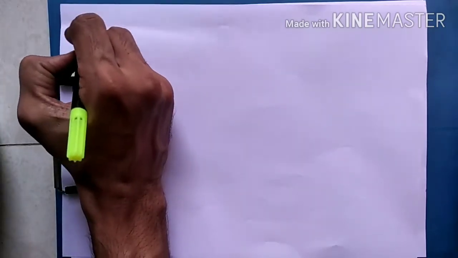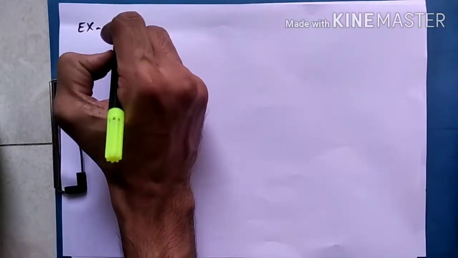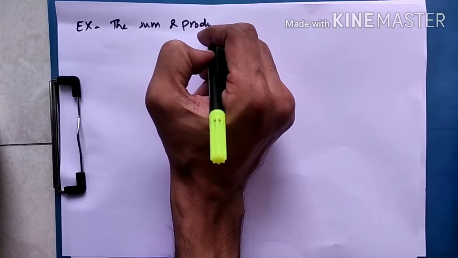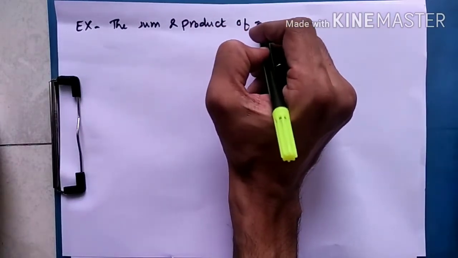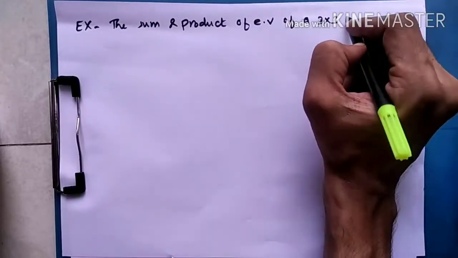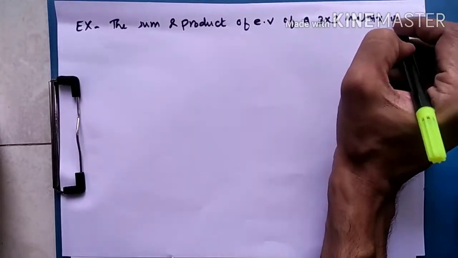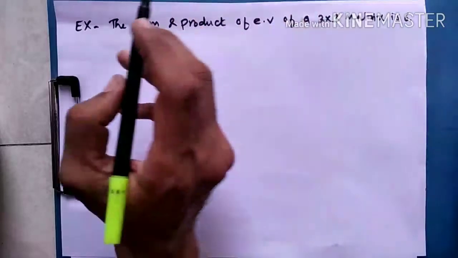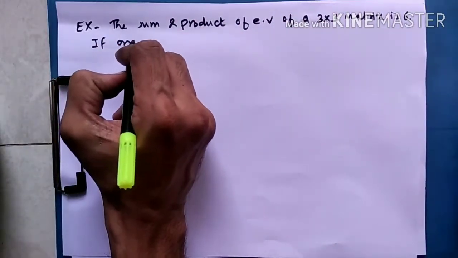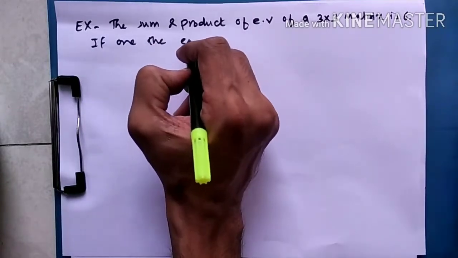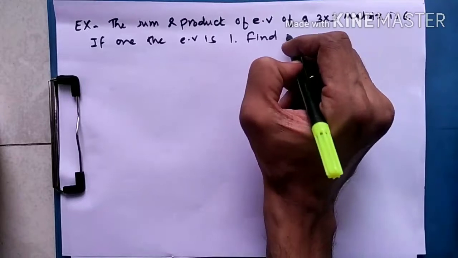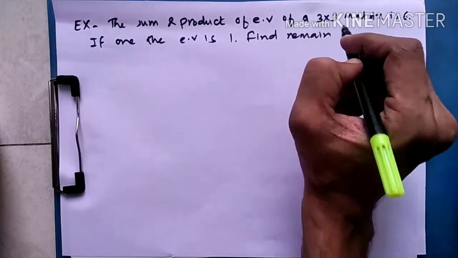Let us see one more question of the same type. The sum and product of eigenvalues of a 3 by 3 matrix is 6. If one of the eigenvalue is 1, we have to find remaining 2 eigenvalues.